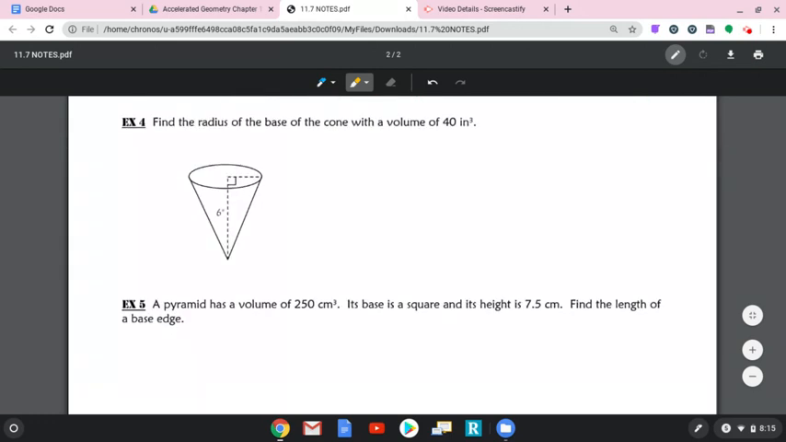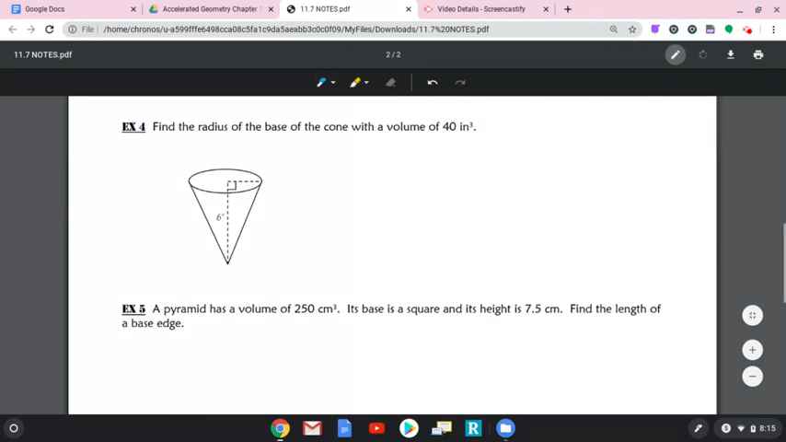So we have a cone here. Find the radius of the base of the cone with volume that is 40 inches cubed. So we are actually solving for r here. So if I want to solve for that r, what I'm going to do is use that volume formula because I know the volume. I have 1/3 pi r squared h, and I'm going to plug in what I know. I know my volume is 40 inches cubed, I know my height is 6 inches, and I'm going to solve.